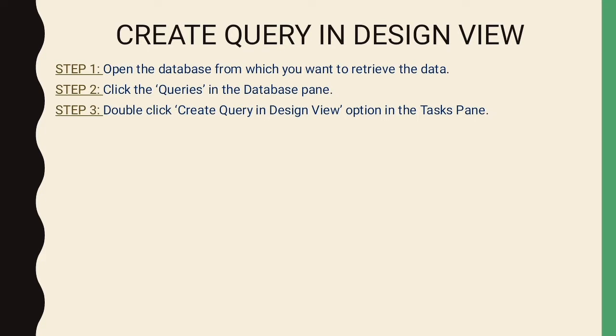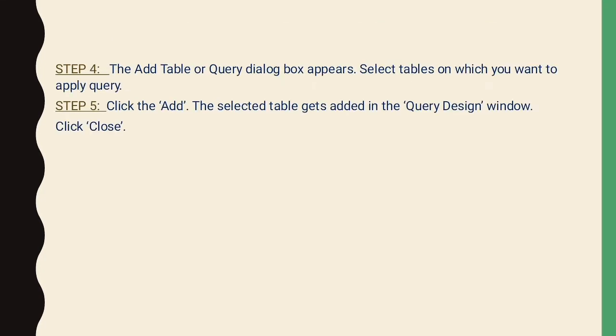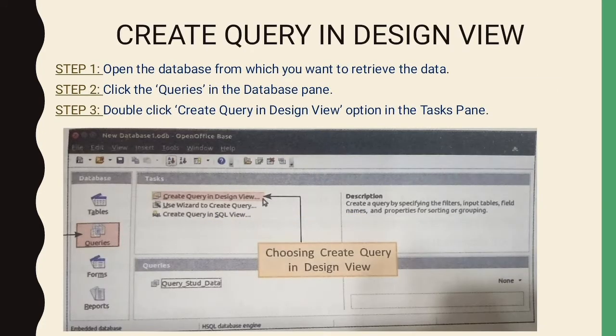So step 1, first of all we want to open the database from which you want to retrieve the data. Second, click the queries in the database pane. Then double click create query in design view option in the task pane. So when you open, you can see a window like this. Then click on this queries option in the database pane, and this is the task pane, and here you can click the first option create query in design view.